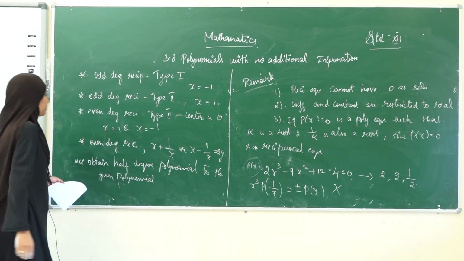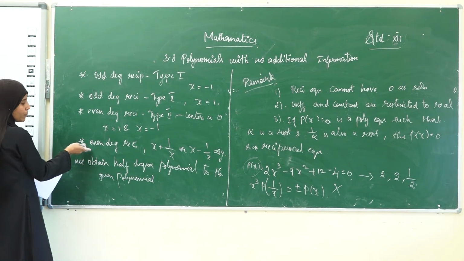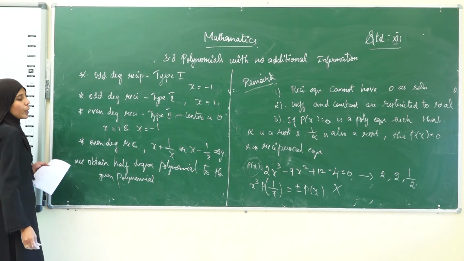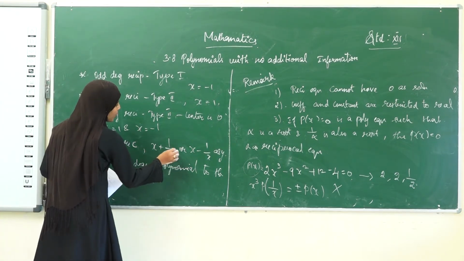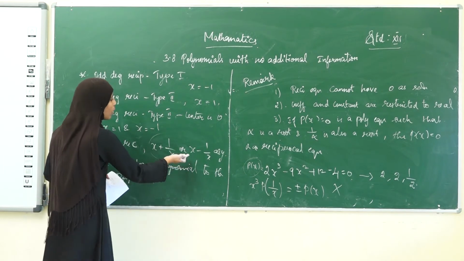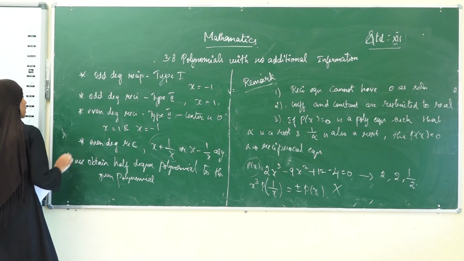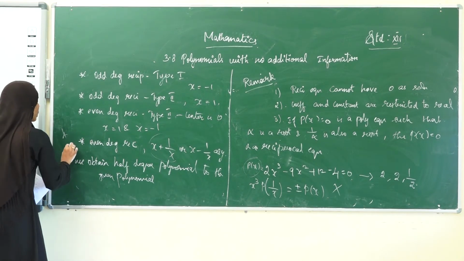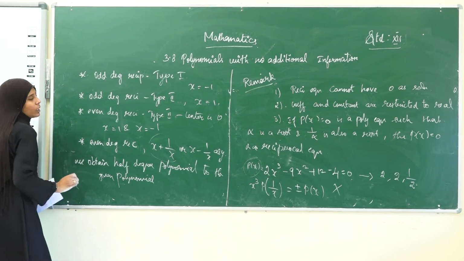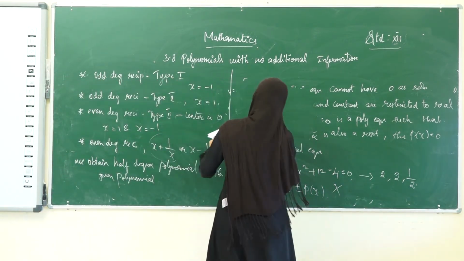If we get an even degree reciprocal polynomial equation, then what we are going to do is substitute x plus 1 by x or x minus 1 by x with y. Then, if it is a degree 4 polynomial, we will obtain an equation of degree 2. From this we can find the roots. Let us see the example and you can easily understand this.